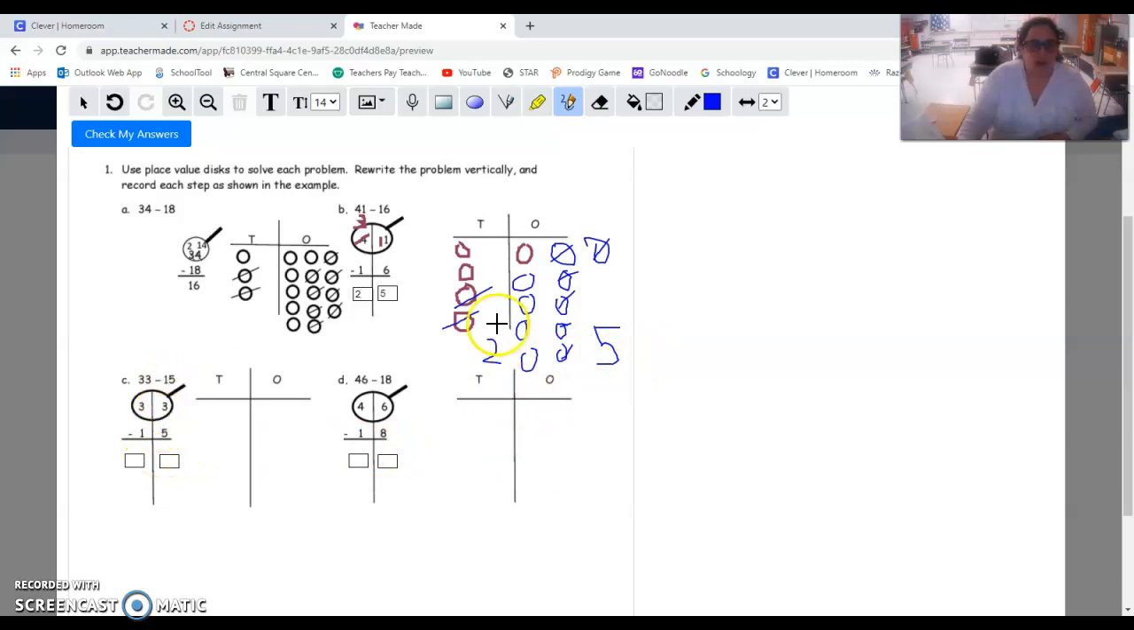So I want you to go ahead and continue with this. Do your best. Remember the rule: when there's more on the floor, go next door and borrow 10 more. So what that means is when the number on the bottom is bigger than the number on the top, you have to borrow. You have to unbundle a 10 for 10 ones.